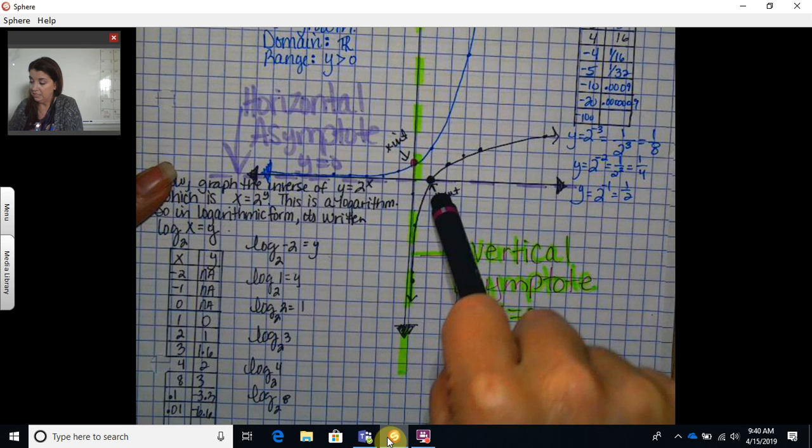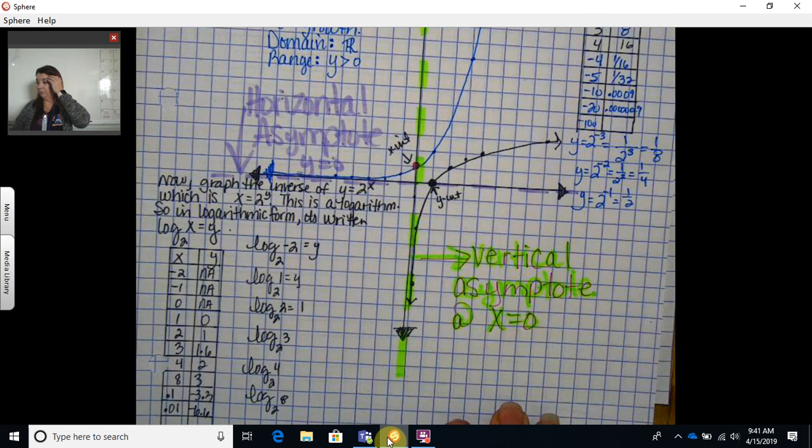It could also cross the y-axis too. If the asymptote was shifted to the left, then it could also cross the y-axis. But it's definitely going to cross the x-axis.